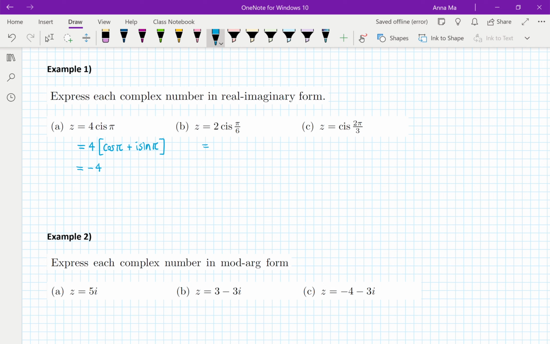For the second one, 2 bracket cos pi on 6 plus i sine pi on 6. And again, we just keep evaluating.